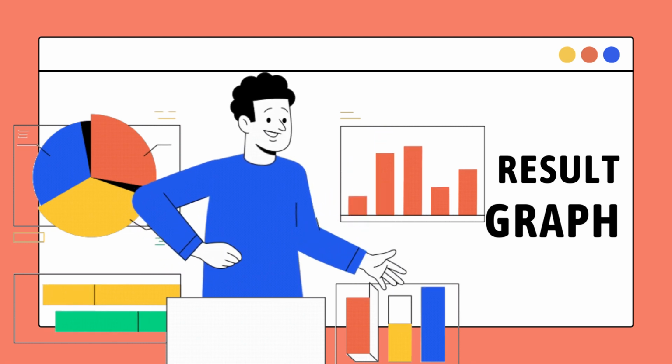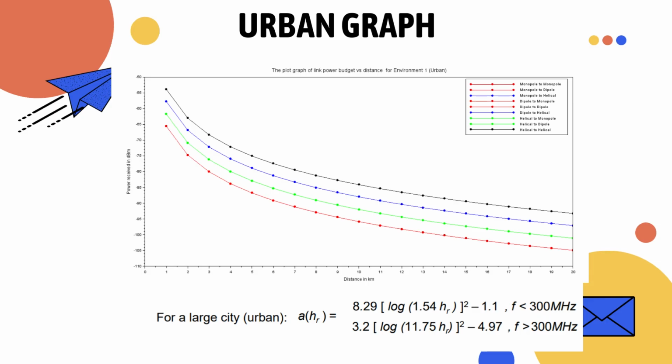Result graph. Here is the urban path loss graph. The urban path loss graph illustrates the path loss encountered in a densely populated urban environment. In urban areas, tall building structures and other obstacles cause significant signal attenuation, leading to higher path loss.